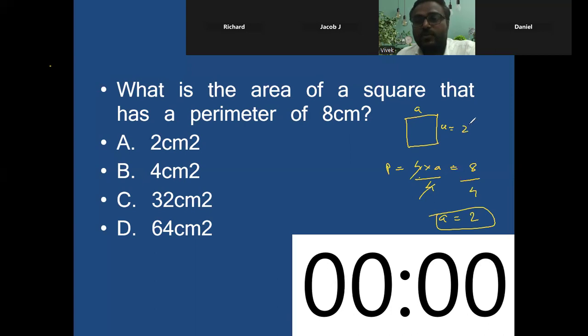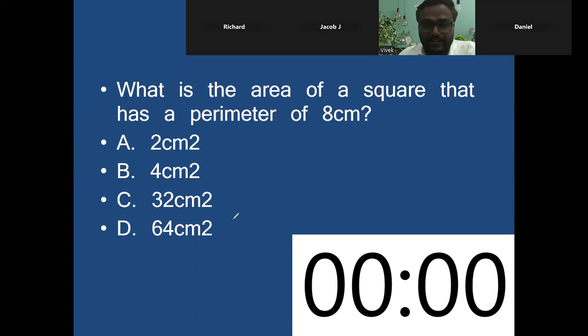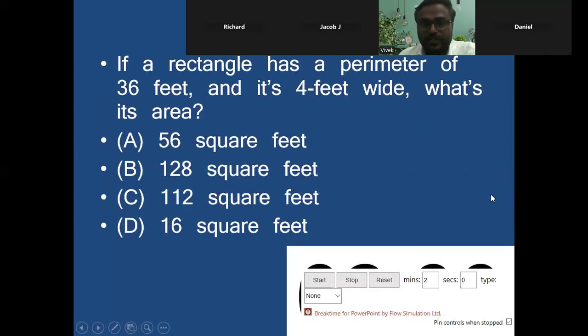Now this a equals 2. Area is equal to 2 times 2, which is side squared. So 4 centimeters squared is the answer. That's correct, guys. I hope, Frederick, you understood it. And we're going to move on to the next question. So, your time starts now.